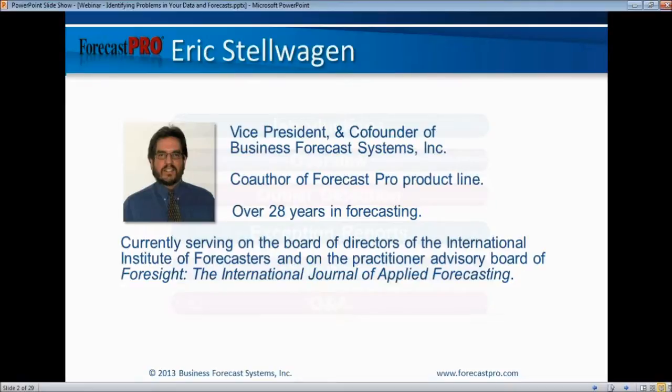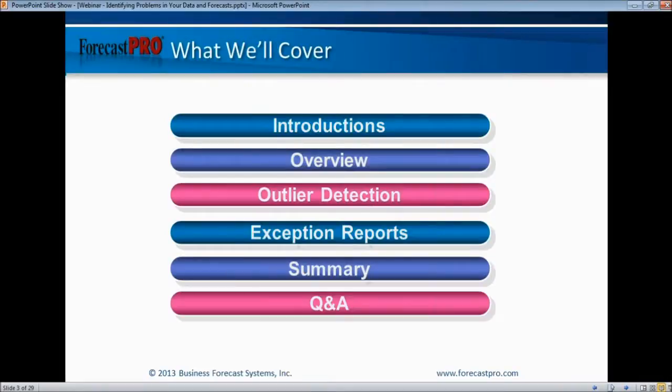So today's topic is going to be identifying problems in your data and your forecasts, and this is a roadmap of how we're going to spend our time. So we're going to start off with some generalities, explaining some of these approaches. And we're going to concentrate on two primary approaches to finding problems. One is called Outlier Detection, and this really concentrates on finding issues that may be present in the historic demand data. And the second one is exception reports.